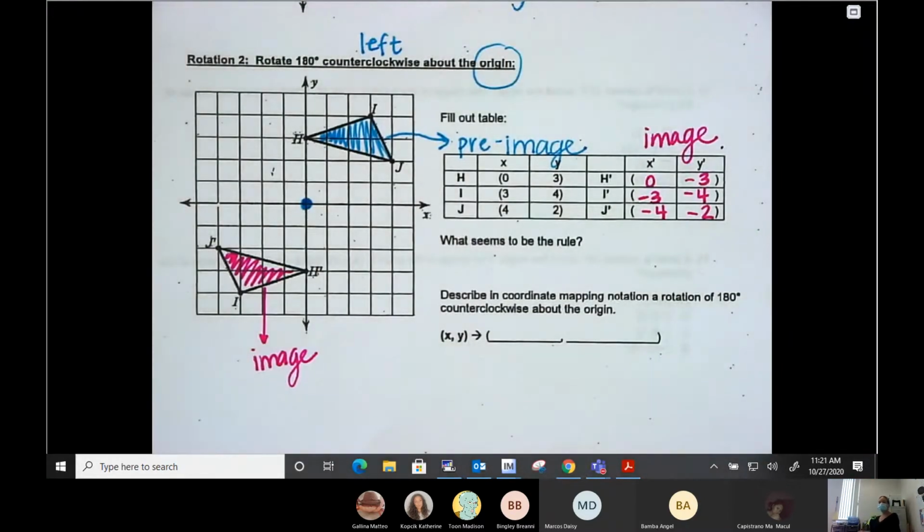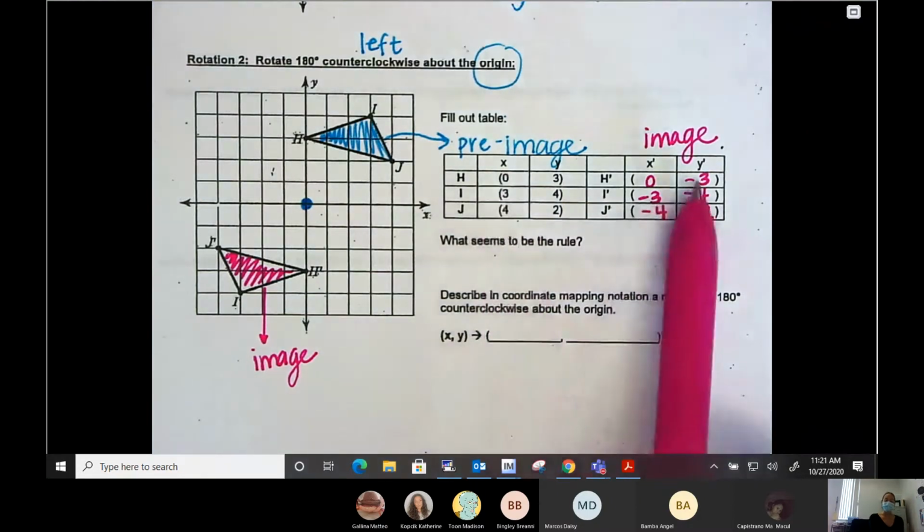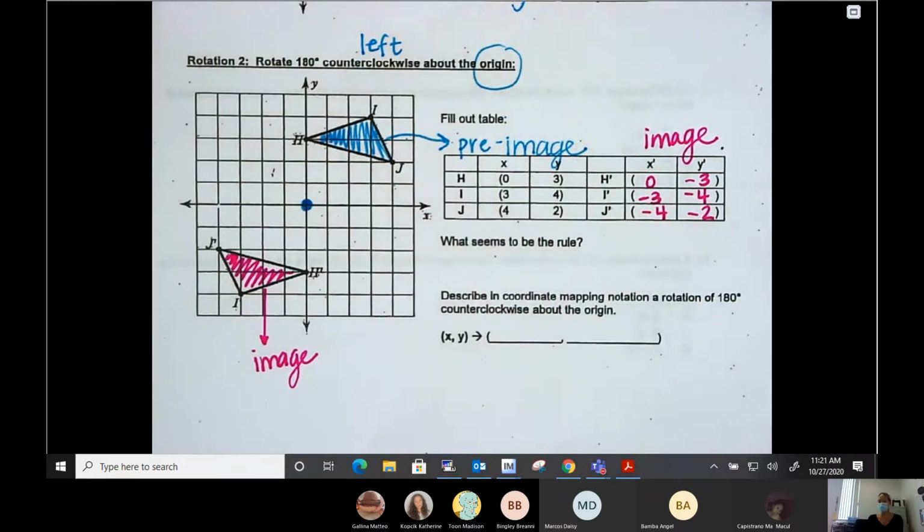So hopefully your coordinates match up with Mr. Masso's up there. Who can tell me what seems to be the rule or the pattern? Like what is happening between the pre-image and the image? What's going on? X and Y stay the same, but they change sign. Very good. X and Y don't trade places. They stay in the same position. The only thing that's happening is your X's and your Y's are all changing signs.